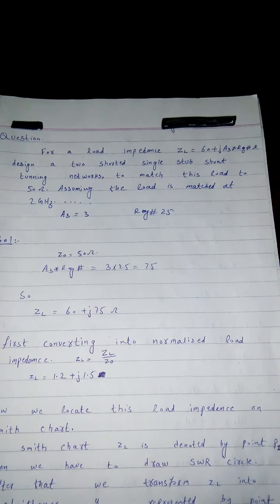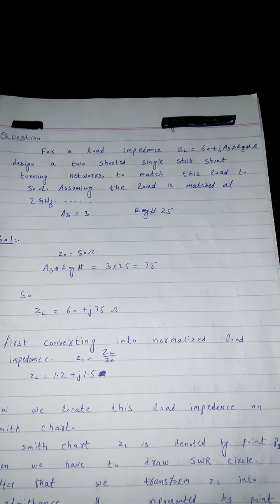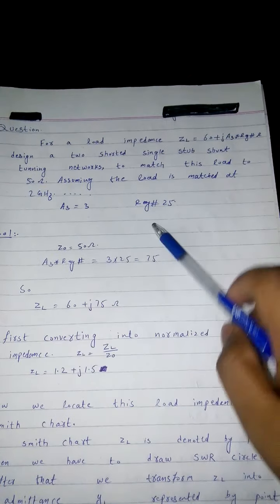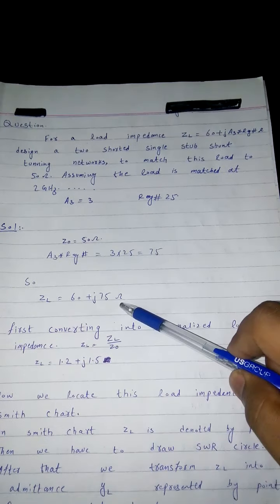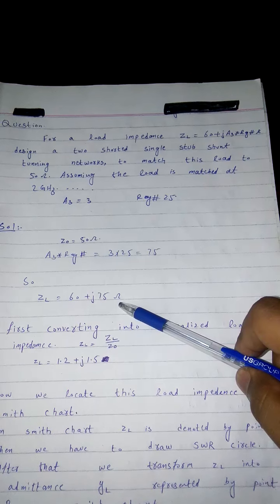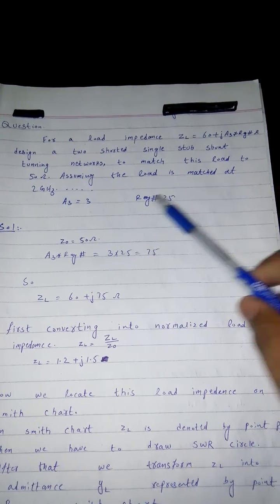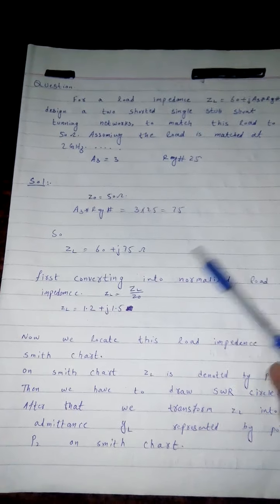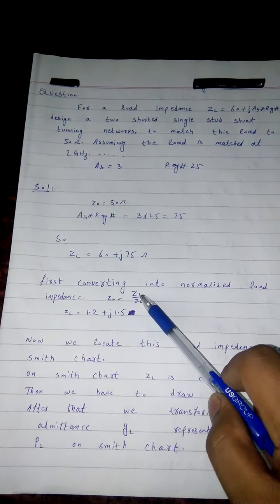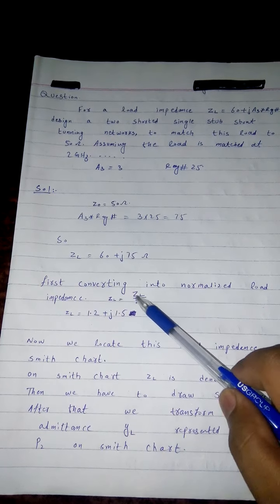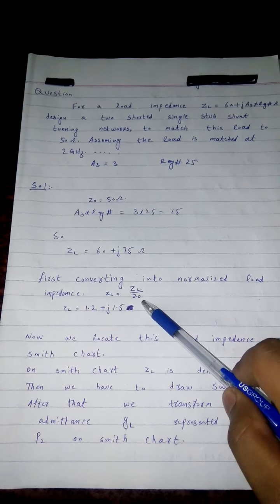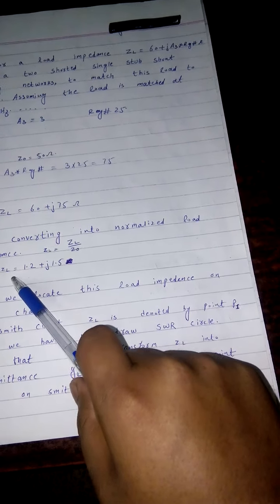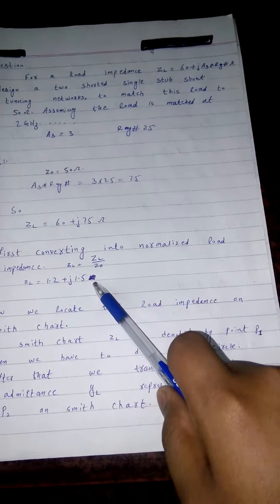Today we are designing a two shorted single stub shunt tuning network for ZL equal to 60 plus j75 ohm, and we assume that the load is matched at 2 gigahertz. First of all, we calculate the normalized load impedance by dividing our ZL by the transmission line impedance Z0, which is equal to 50 ohm. So we calculate the normalized load impedance as 1.2 plus j1.5.